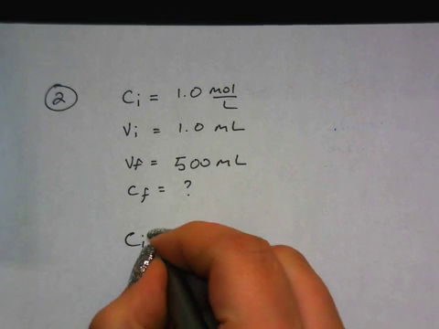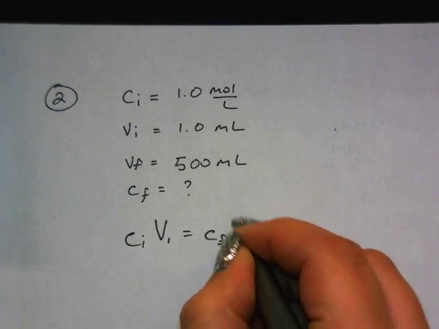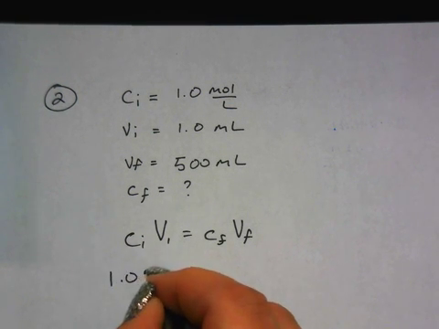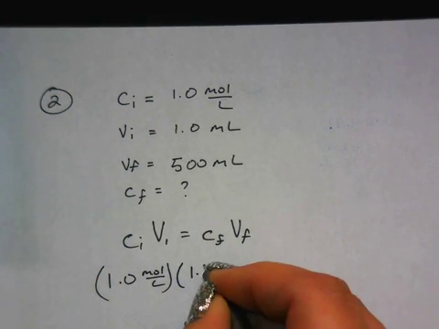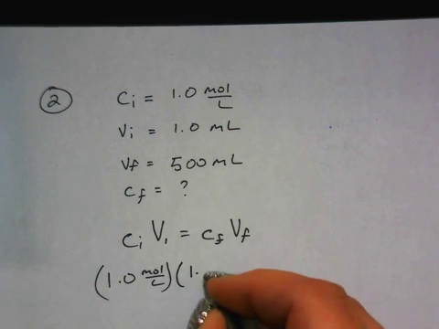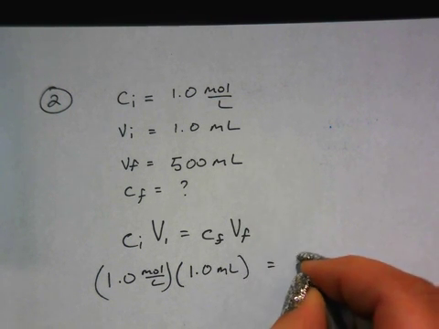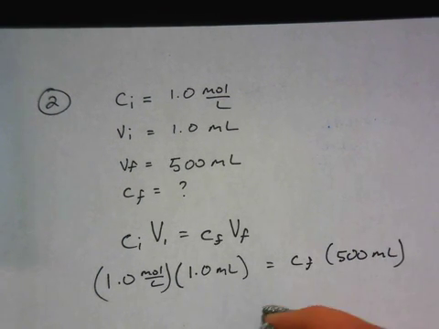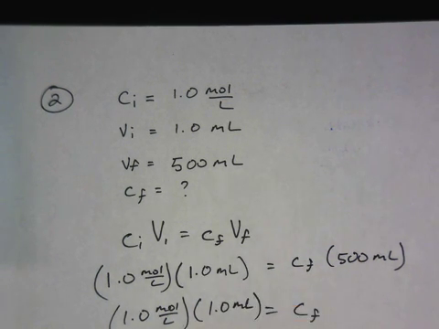Formula for dilution: C1V1 equals C2V2, or in this case final. I've got 1.0 mole per liter. In this case I can leave it as milliliters because both of the volumes are in milliliters. It won't matter. If you change them both to liters, you won't have any problems either. You just have an extra step. So that leaves my final volume as 1 milliliter divided by 500.